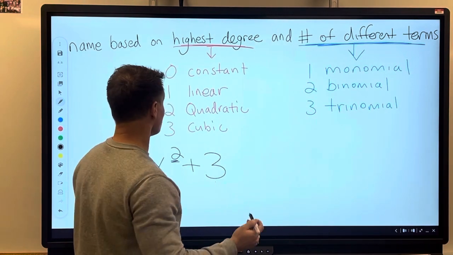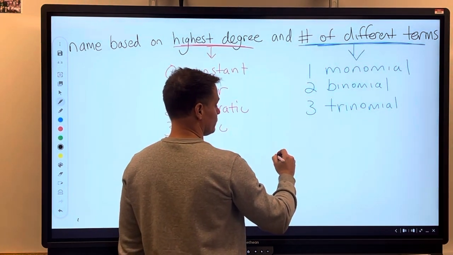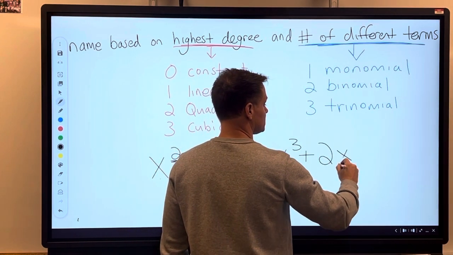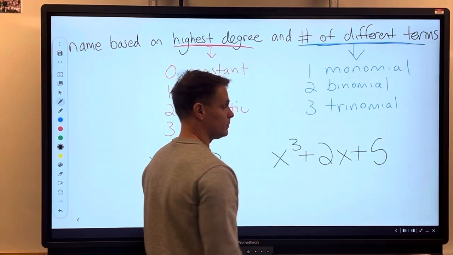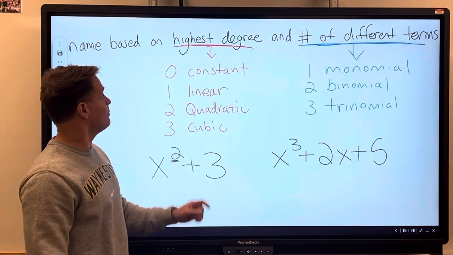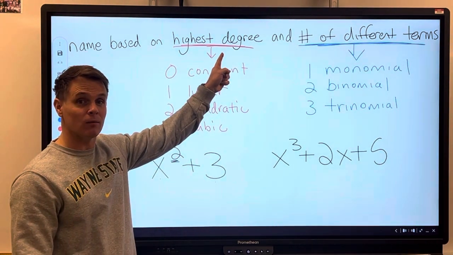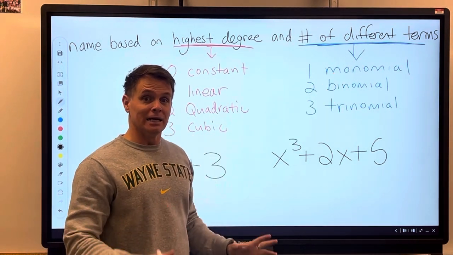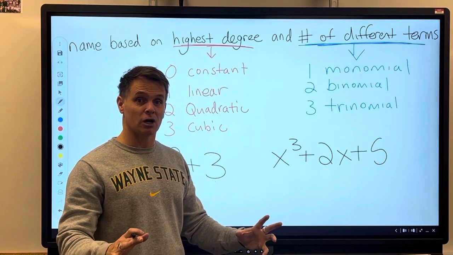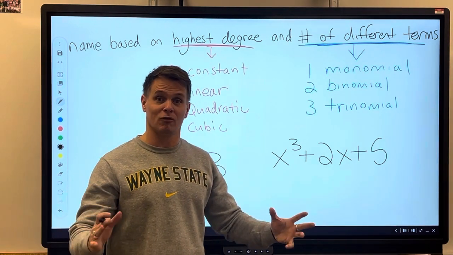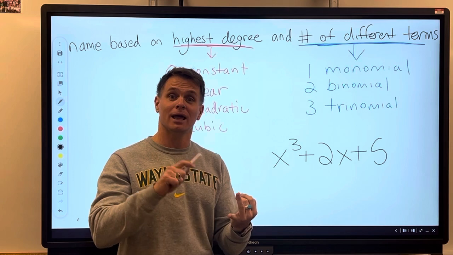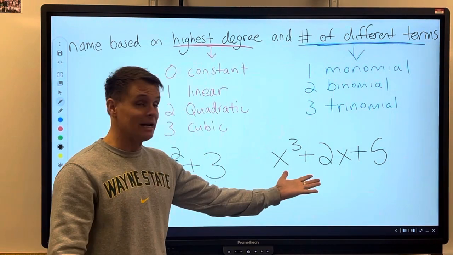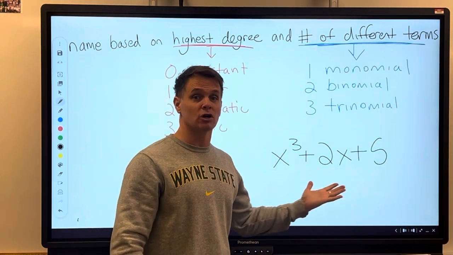Let's take a look at another one. Let's say we have x to the third plus 2x plus 5. Again, we would name this based on its highest degree or exponent and the number of different terms that it has. Now, when we name it based on the number of different terms it has, we want to make sure that it's simplified. We've done all the adding we can, all the subtracting, all the multiplying, and all the dividing possible. And here we have, there's no like terms here.